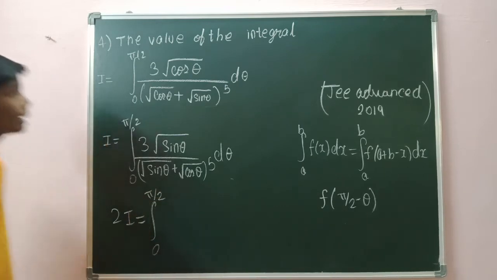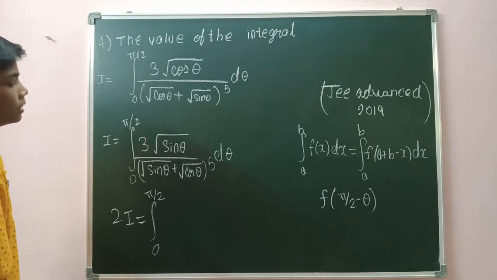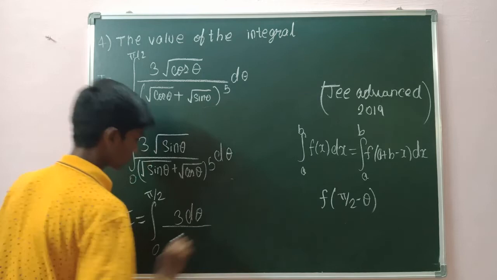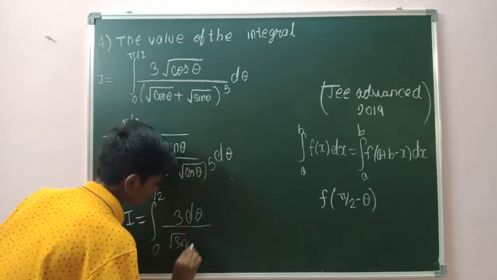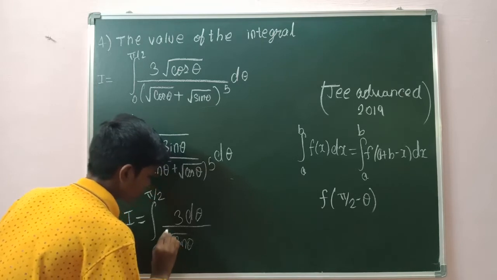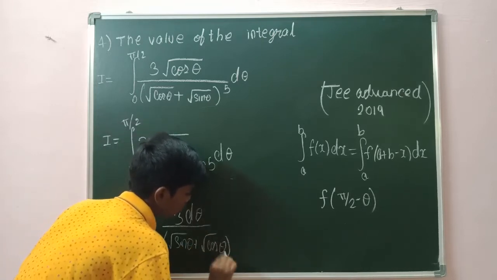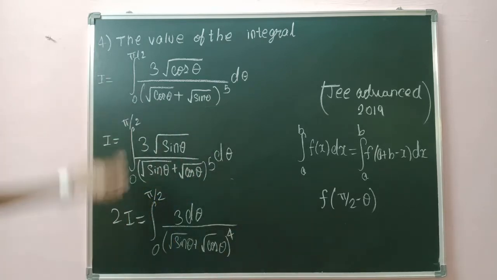When you add these two integrals, what I will be left with is the integral of 3 dθ by (√sinθ + √cosθ) whole power 4. This is what you will be left with when you add these two integrals.